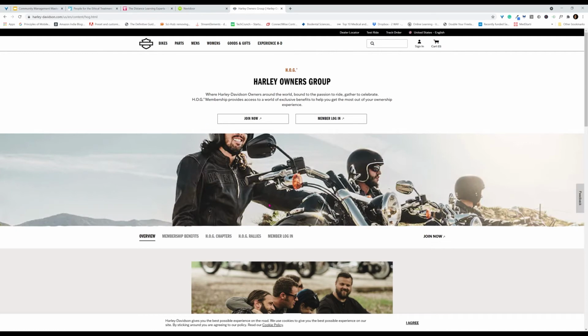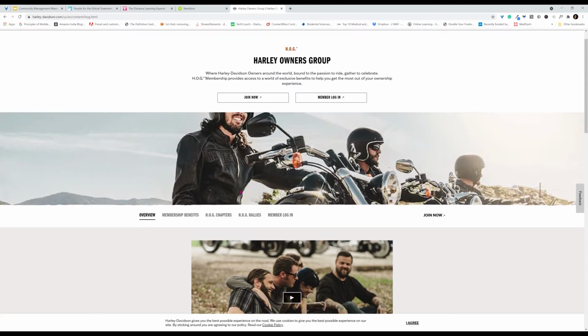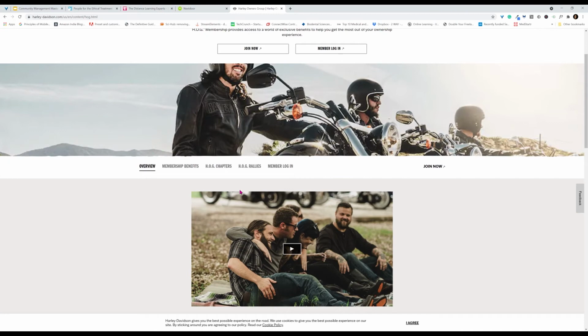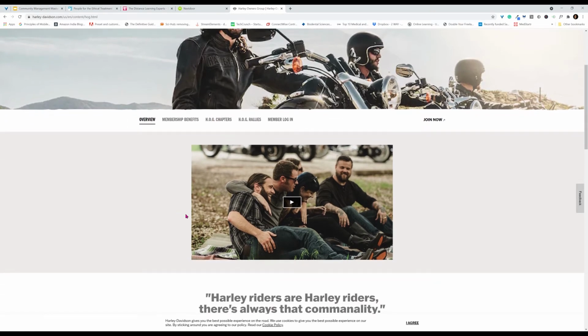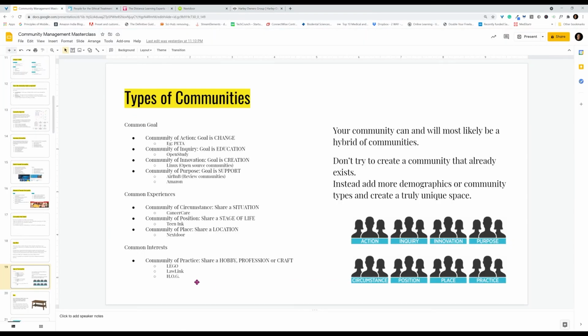I think they have affiliate members or associate members, and then you have full-time members. Full-time members are those who actually own a Harley Davidson, whereas associate members can be people who are related to someone who owns a Harley Davidson. And they all share the motorcycling lifestyle. There's a community for Lego. There's a community for LawLink. LawLink is for lawyers, and it's very hard to even understand the kind of communication that goes on, because it's all very much related to law, advocates, and the judiciary. So these are all communities that share a particular hobby or a particular profession or a particular craft.